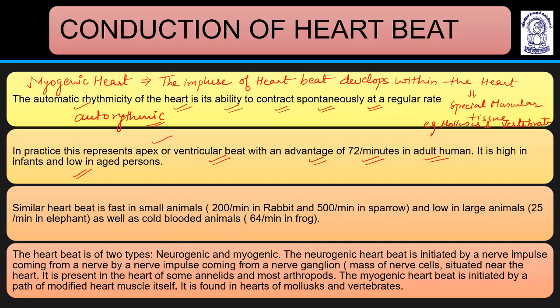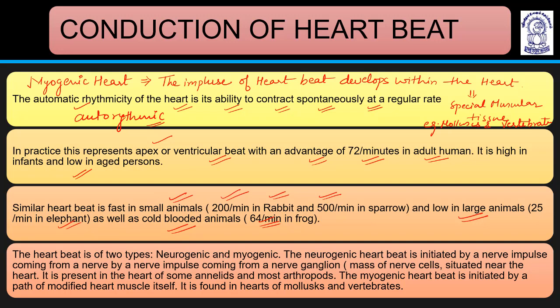Similarly, heartbeat is fast in small animals: 200 beats per minute in rabbit and 500 beats per minute in sparrow. It is low in large animals like the elephant, at 25 beats per minute, as well as in cold-blooded animals, like 64 beats per minute in frog.